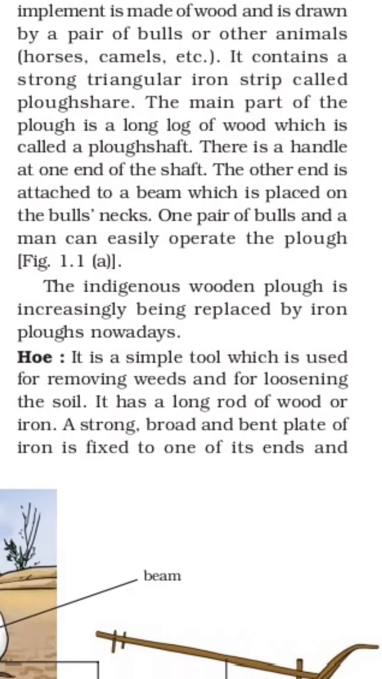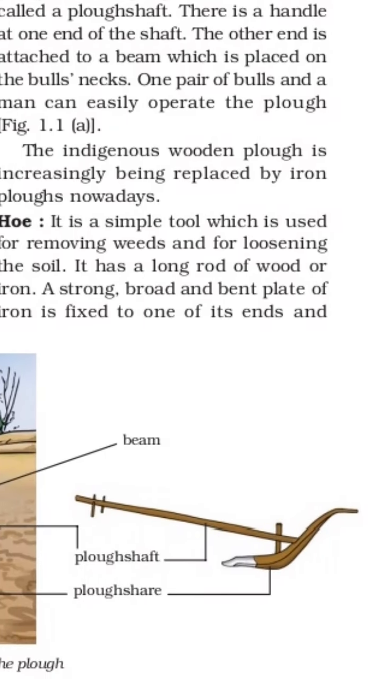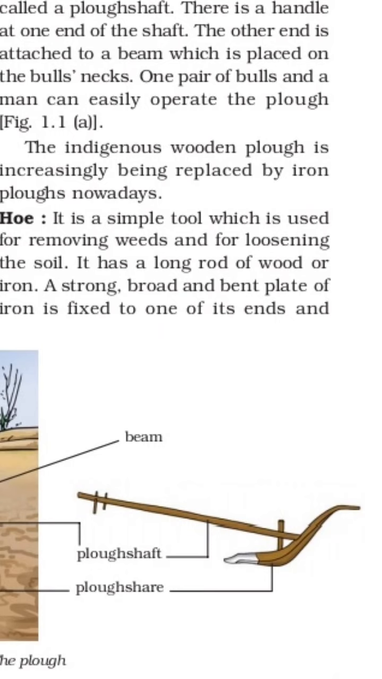Here you can see on the screen, the downside is a triangular shape. It contains a strong triangular iron strip called the plough share, and the main part of the plough is a long piece of wood which is called the plough shaft. Here you can see the long wood, and it is called a plough shaft.